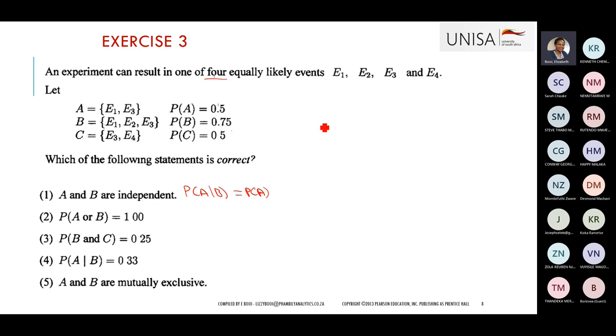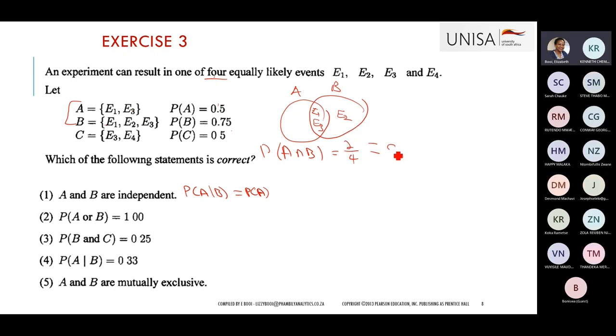So if I have a circle here and a circle here, and this is A and this is B. In A, we have E1 and E3. In B, we have E1, E2, and E3. Can you see that? I'm able to create A and B. The probability of A and B will be given by 2 divided by 4, which is 0.5. So I do have my probability of A and B because it's 2 divided by 4.